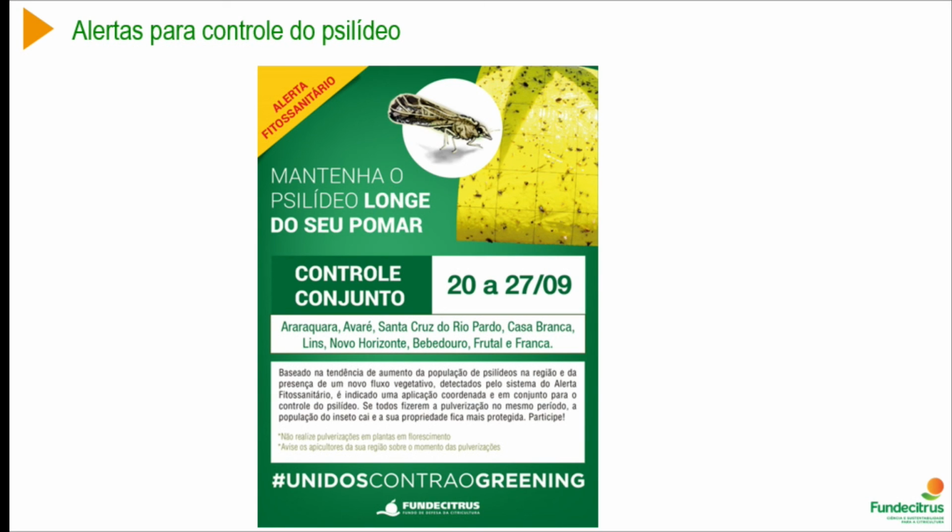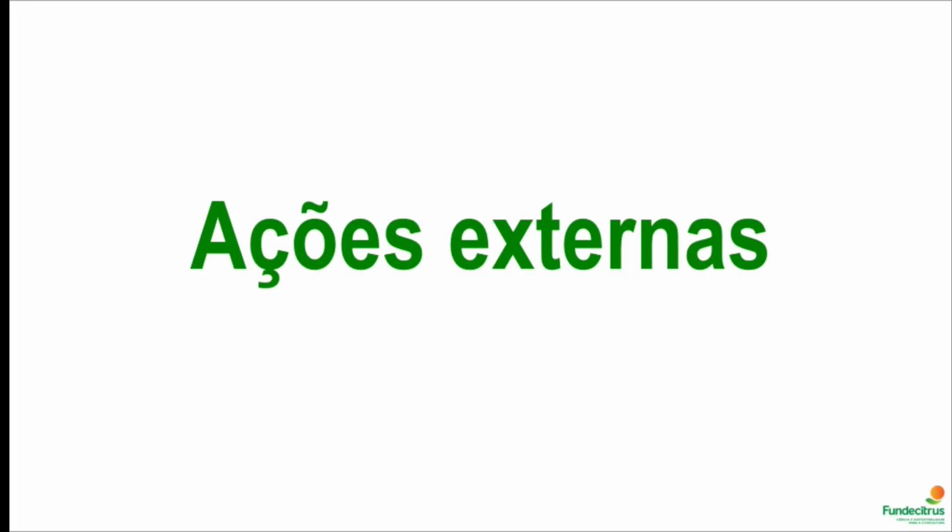Our plant health alerts meet that demand. When we see a trend toward an increase in the psyllid population, or a trend of high sprouting in the crops, we issue the plant health alert. It seems very cautious and prudent, so that we are more assertive in terms of insect control. Now I will talk a little about external actions.